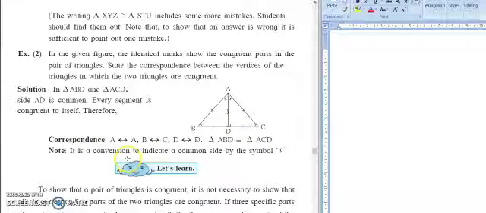It is a convention to indicate a common side by this S symbol you can see here. It is used for a common side.